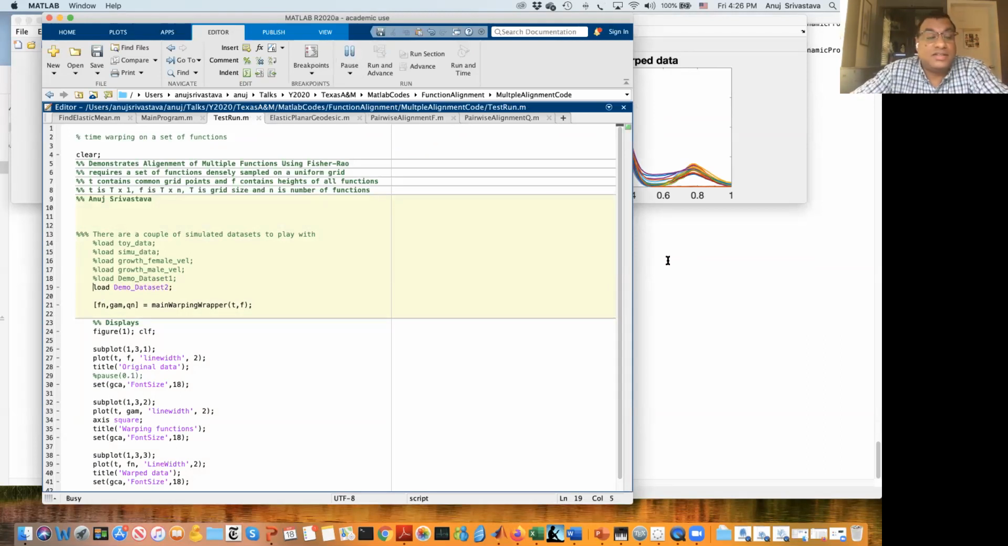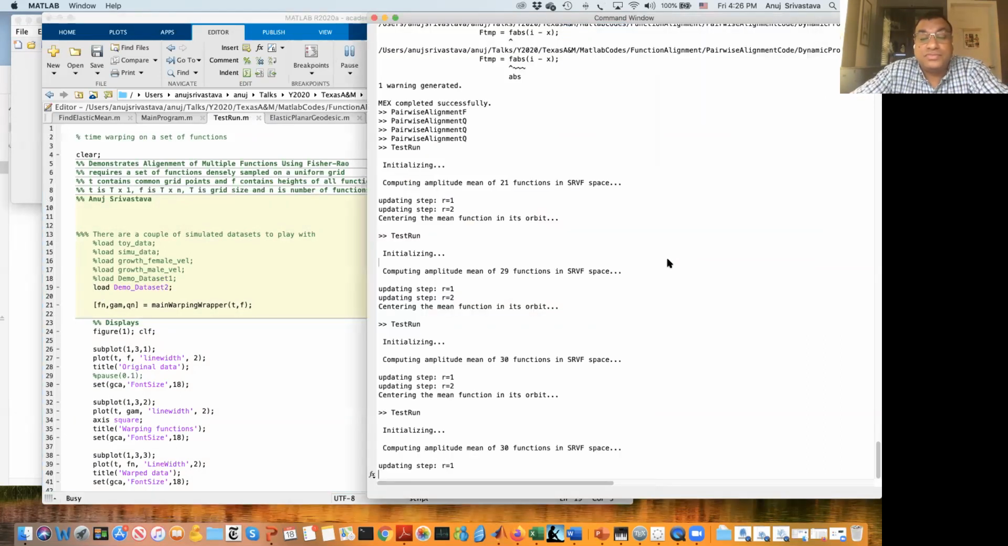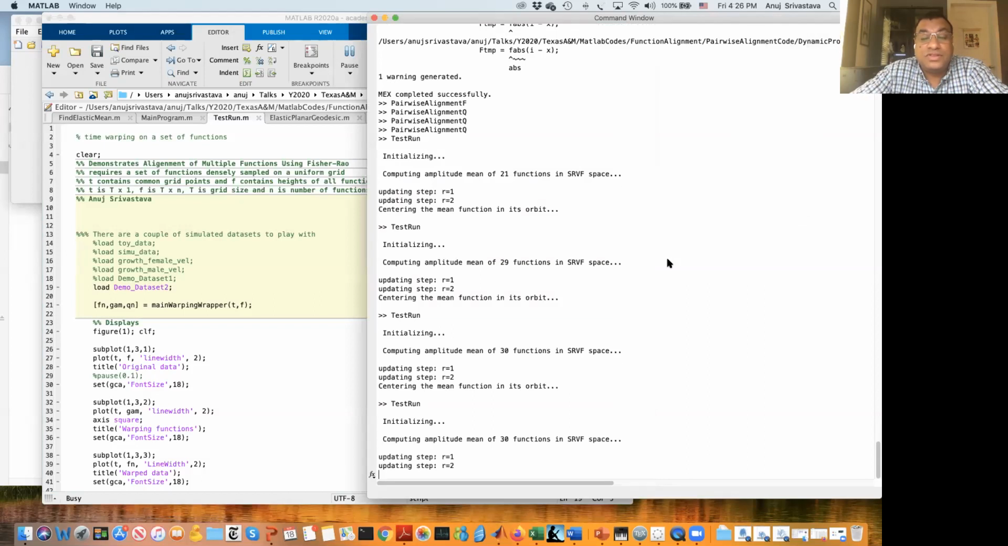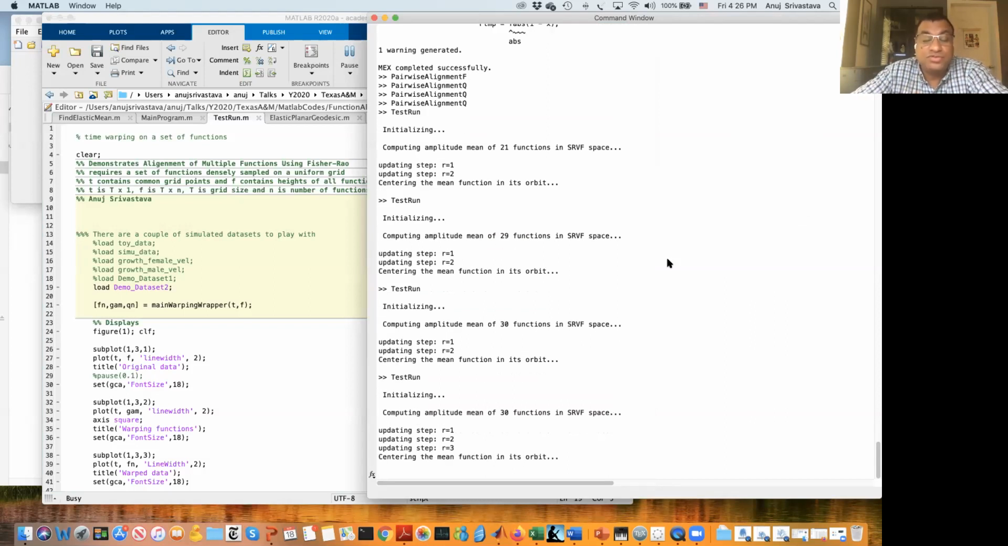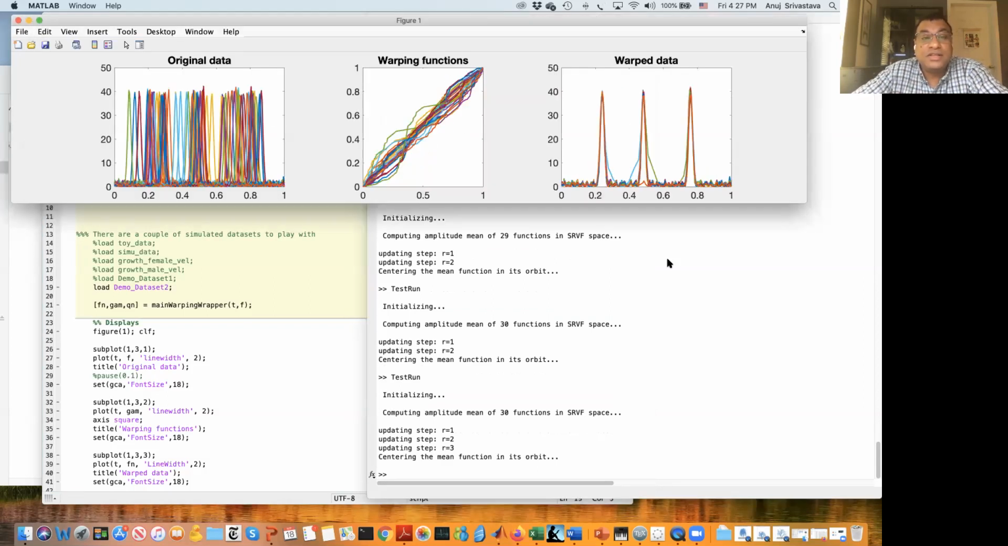Another example. 30 functions. I think it's a simulated data of some kind. I forgot what it really looks like. It runs through the iteration. Every iteration, it improves the alignment, and then it does a final centering. So this is quite a challenging example.